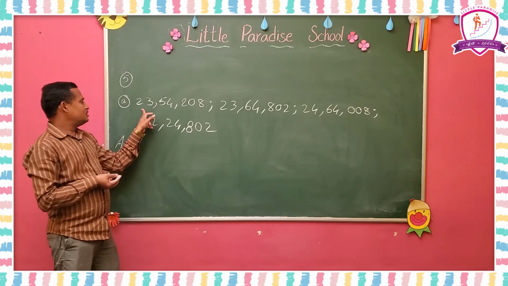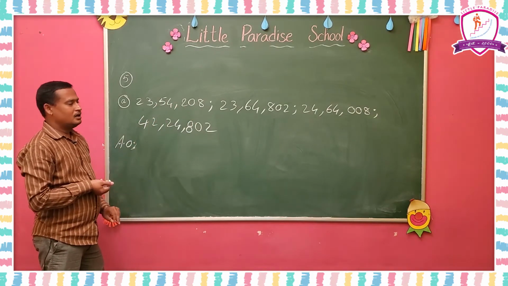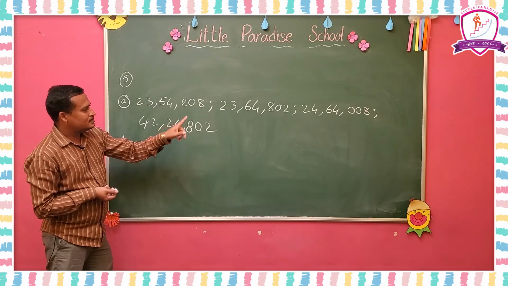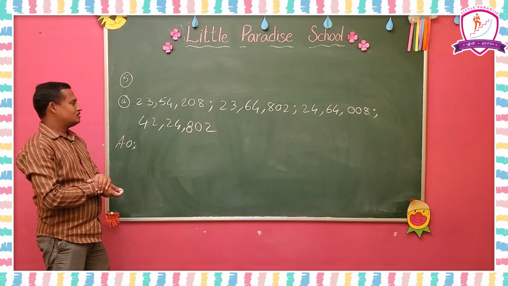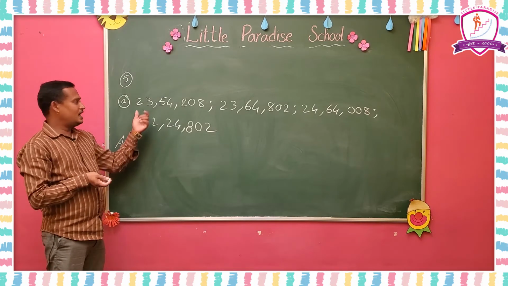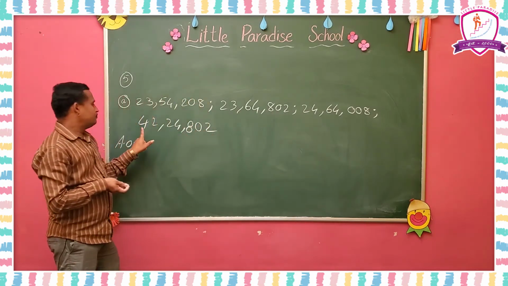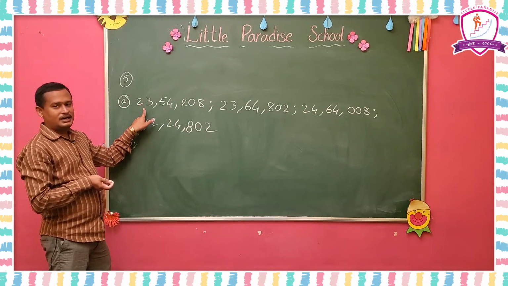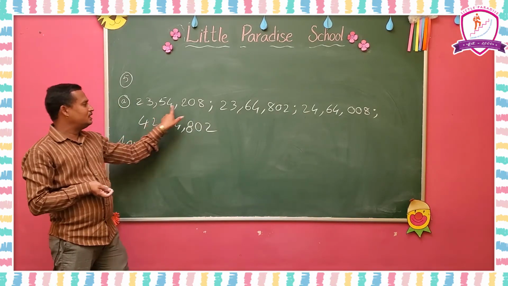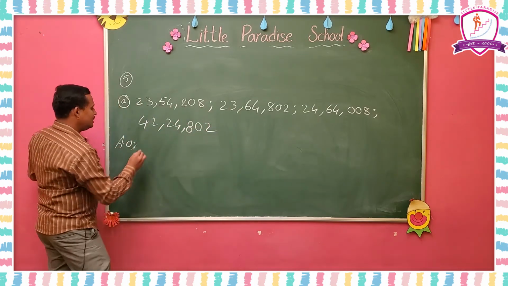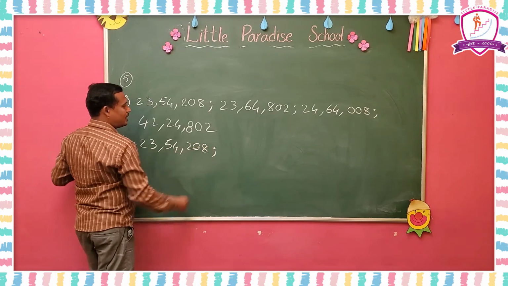So here the first number is 23 lakhs 54,208. Here all the numbers have the same digits, so we have to compare the largest place value. The largest places are 23 lakhs, 23 lakhs, 24 lakhs and 42 lakhs. What is the smallest one? 23 lakhs, two numbers are there. 23 lakhs 54,000, here 64,000. So 23 lakhs 54,208 will be the smallest one.